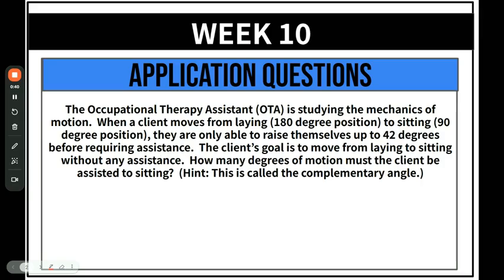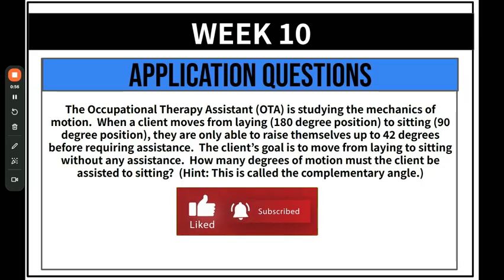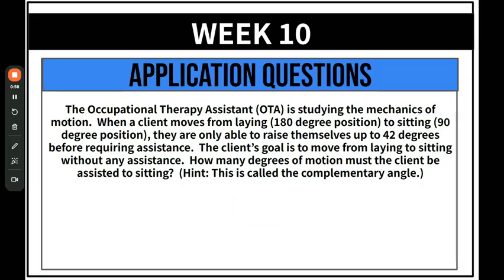The occupational therapy assistant, OTA, is studying the mechanics of motion. When a client moves from laying 180-degree position to sitting a 90-degree position, they are only able to raise themselves up to 42 degrees before requiring assistance. The client's goal is to move from laying to sitting without any assistance. How many degrees of motion must the client be assisted to sitting? Hint, this is called the complementary angle.